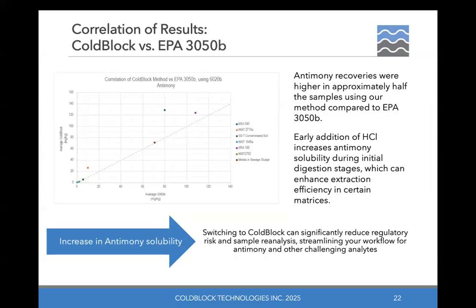Now, antimony is well known as a problematic analyte in these kinds of digestions, often resulting in inconsistent recovery and/or frequent need for sample reanalysis. The ColdBlock method addresses this challenge by adjusting the reagent timing, particularly that early addition of hydrochloric acid, which enhances antimony solubility during the digestion and leads to improved recoveries, even in complex matrices. Our data clearly shows that ColdBlock delivers higher antimony recoveries in about half of the tested samples, particularly in matrices that are prone to poor extraction under conventional methods.